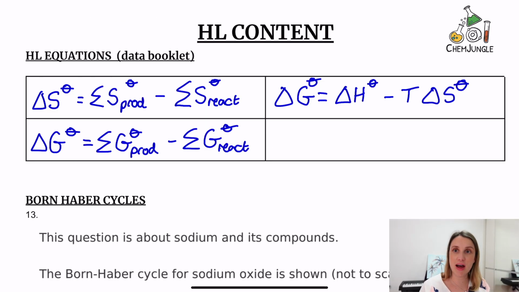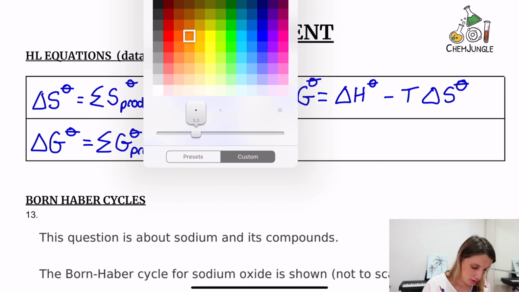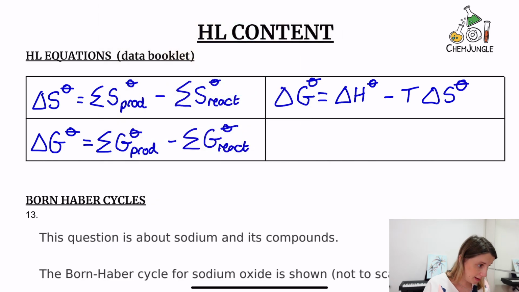So here are our HL equations that we've got for this unit. There's only 3 of them. So this first one is about entropy change, so delta S under standard conditions. And the units for entropy are joules per Kelvin per mole. So all of these actually are in the same units, joules per Kelvin per mole.